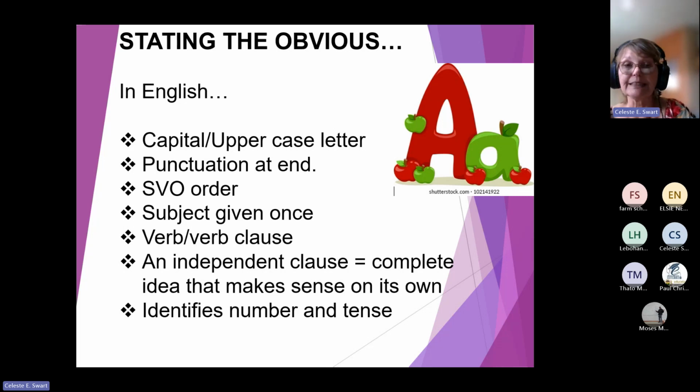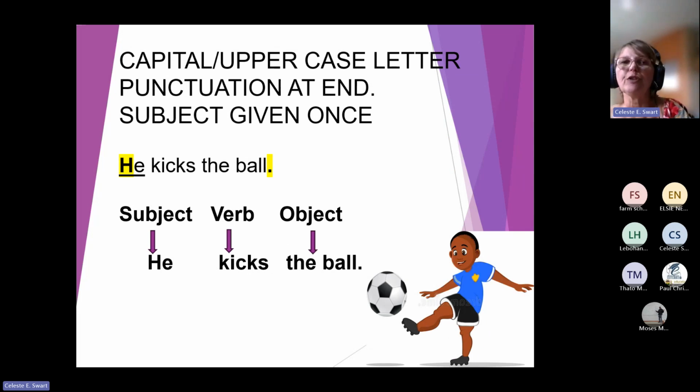And then, of course, a sentence also identifies number and tense. It can tell us if it's singular, it can tell us if it's plural, and then it can tell us if it's past, present, or future tense. So let's look at a few of these aspects quickly. The capital or uppercase letter, the punctuation, and the subject. Let's look at the sentence quickly. He kicks the ball. He starts on a capital letter. At the end of the sentence, there's a full stop.